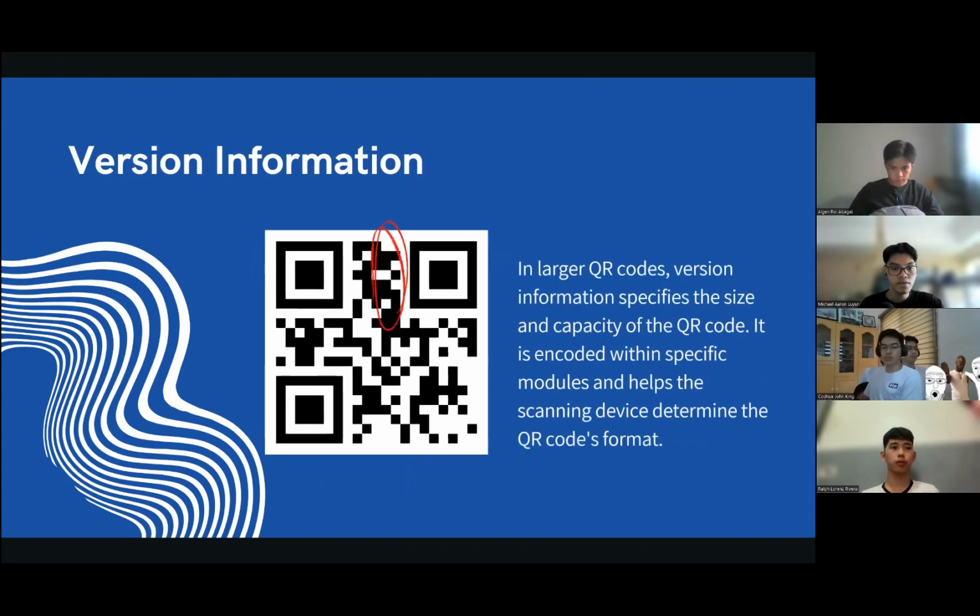In larger QR codes, version information specifies the size and the capacity of the QR code. It is encoded within specific modules and helps the scanning device determine the QR code's format.